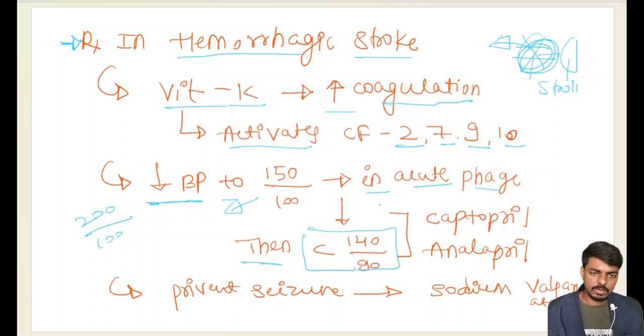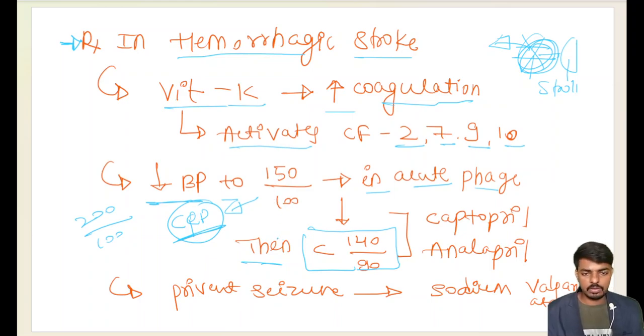So in order to prevent that, we need to maintain the BP in the acute phase at 150 by 100, in order to maintain the normal cerebral perfusion pressure. Okay, to manage cerebral perfusion pressure properly, in the acute phase of the stroke we maintain the blood pressure at 150 by 100.